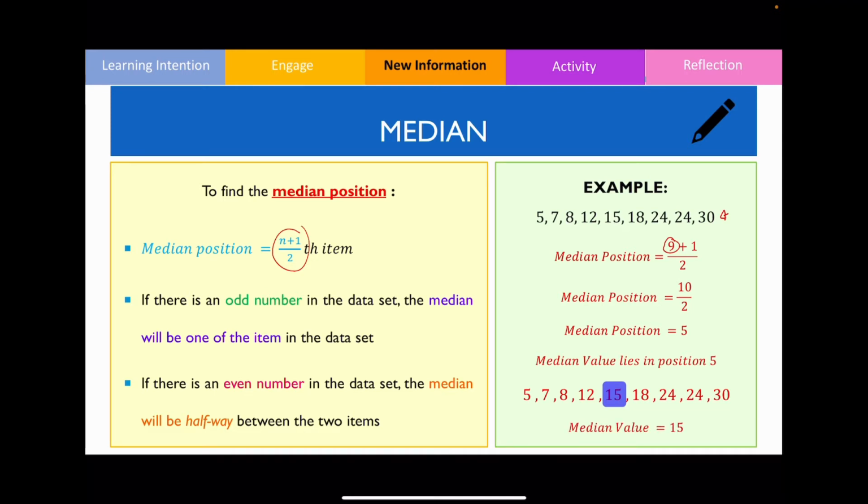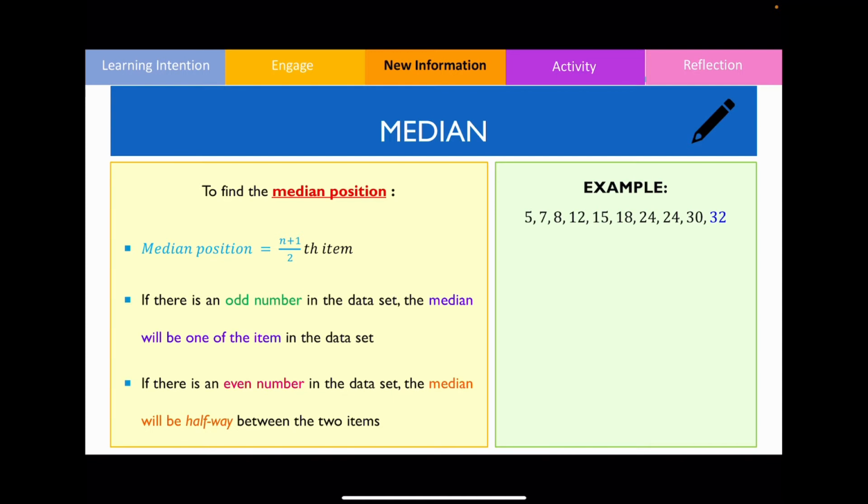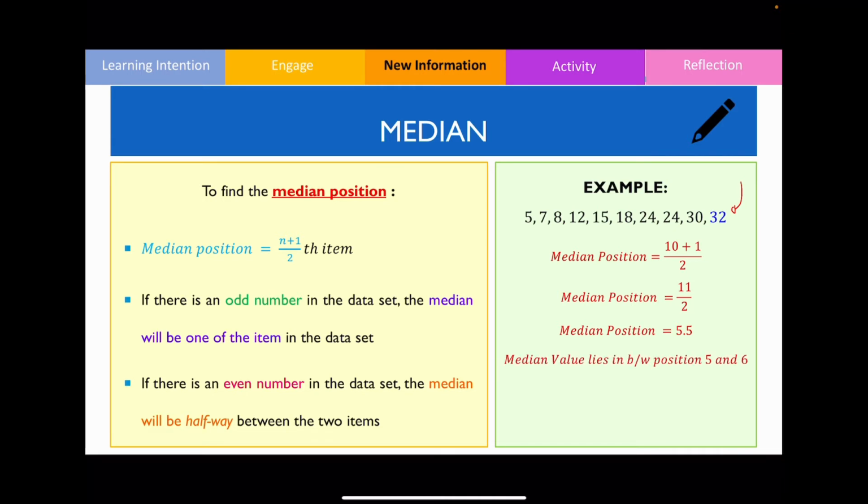Let's look at one more example. In this example over here, I've added an extra value. So you go 10 plus 1, which is going to equal 11. 11 divided by 2 is going to be 5.5. So it's saying that the median value lies in between the positions 5 and 6 within the dataset. This means that the median value lies in between the numbers 15 and 18. So we just need to add those two numbers together and then halve them. And if you do this, you're going to get an answer of 16.5.